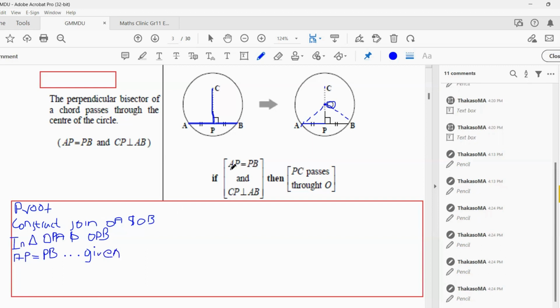It's either in the statement that you will get this, or you can also notice by those two sticks there that those two sides are equal. And then we have side OP there. Those two triangles share side OP. So we will say OP is equal to OP. That is a common side.